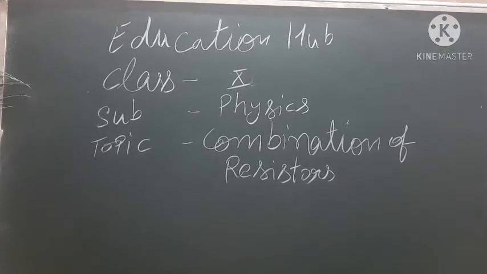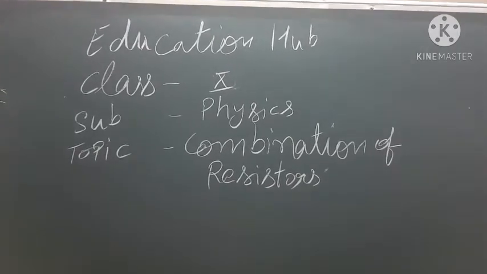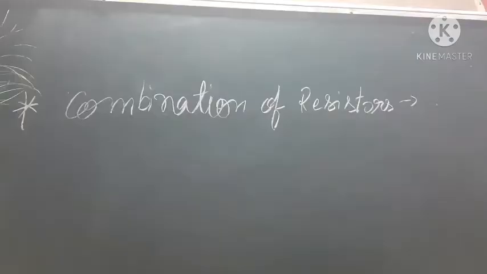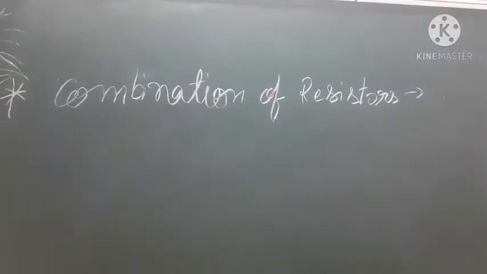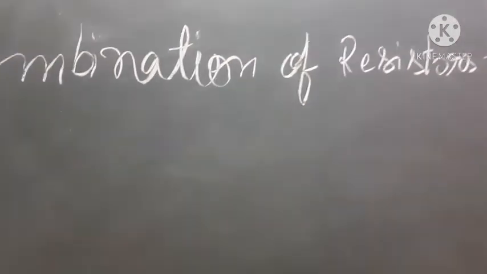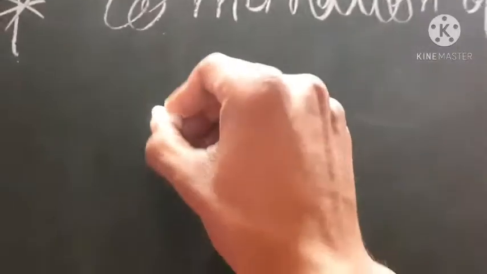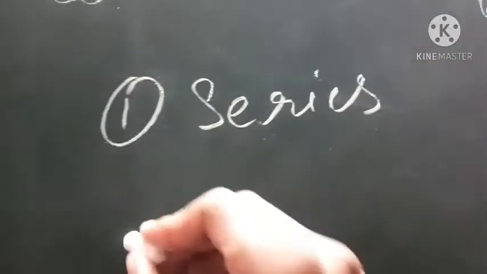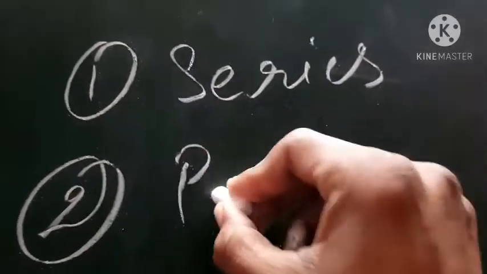Today we are going to cover the topic combination of resistors, class 10th physics. So let's start without wasting time. So the topic is combination of resistors. Resistors can be combined in two forms. One is series and the second is in parallel way.